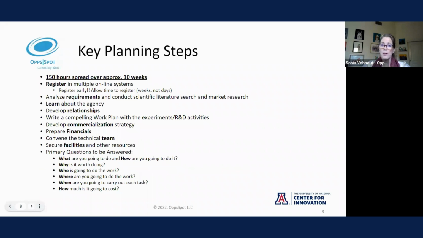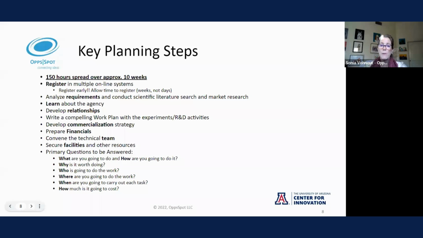Register early, start now if you haven't. There are many places that you have to register, starting with PAMS, grants.gov, sam.gov. But I'm not going to cover those here. They were covered on the previous webinars, but they're all outlined in the FOA. And keep in mind that registering takes a long time, sometimes not only because you have to enter the information, but you have to wait for approval, specifically with sam.gov.